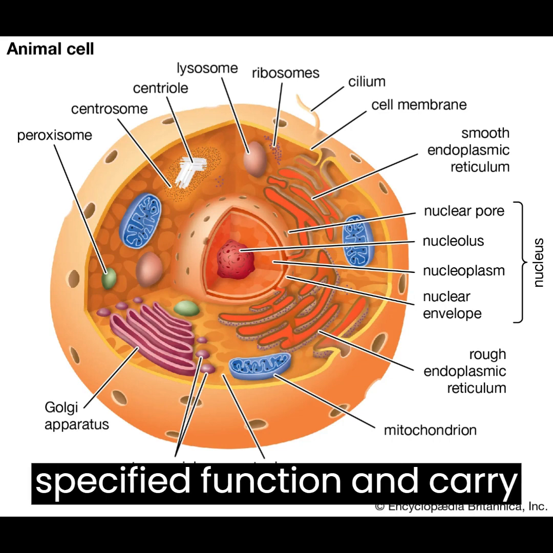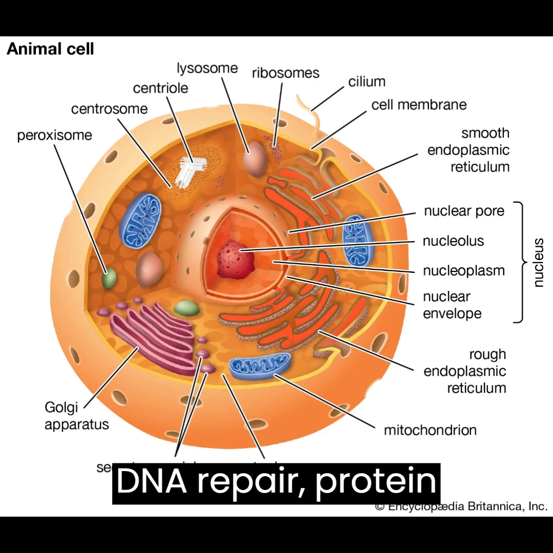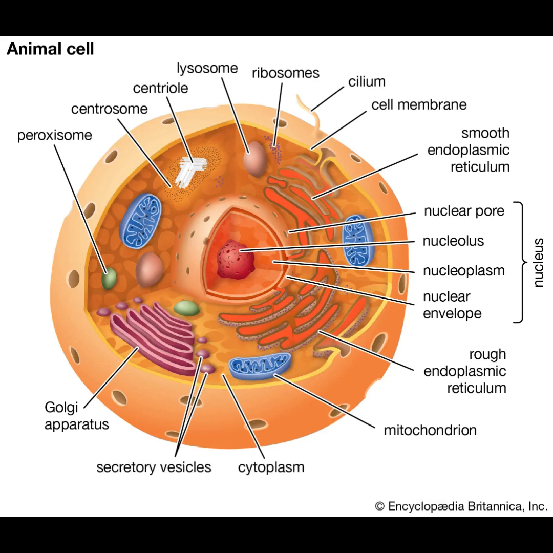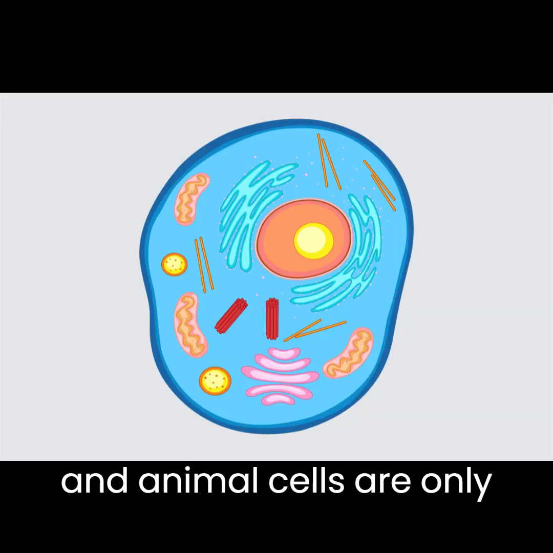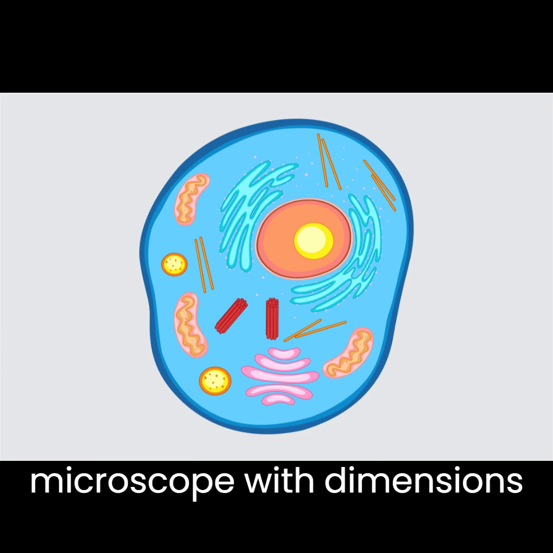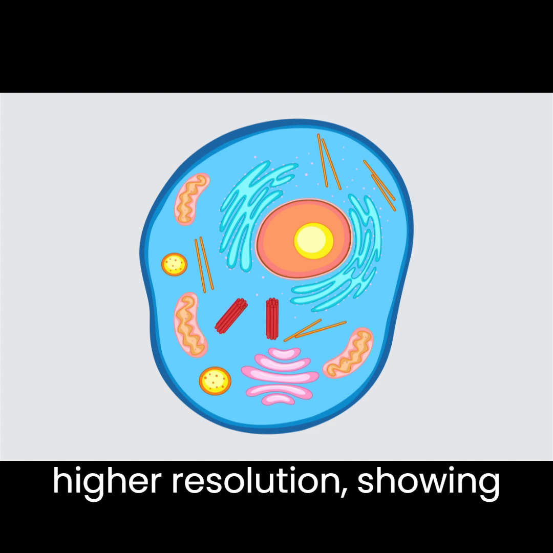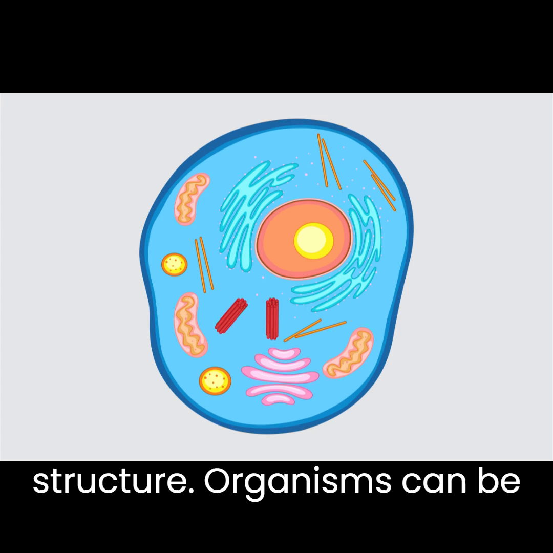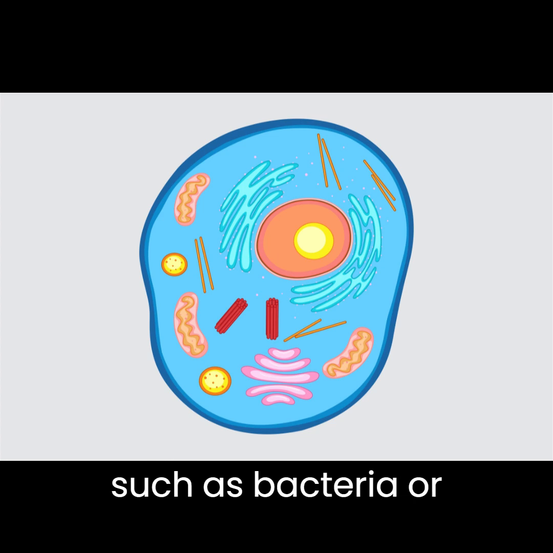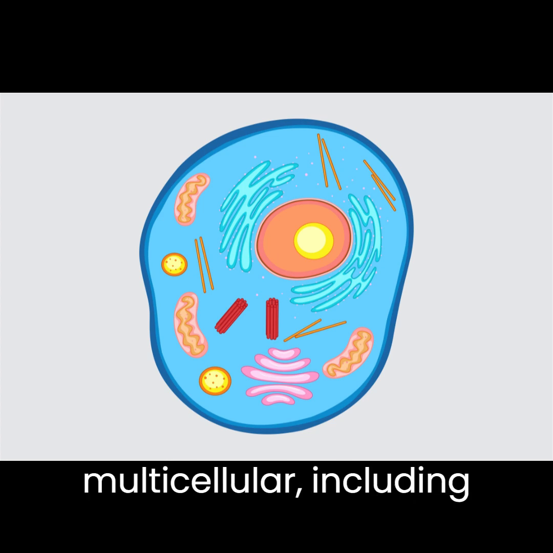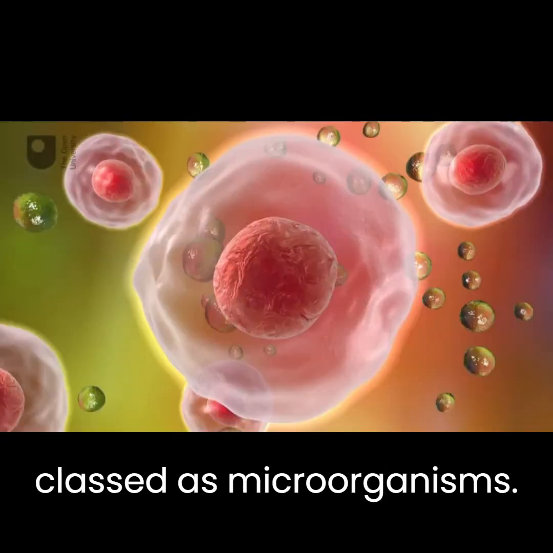Cells can acquire specified functions and carry out various tasks within the cell, such as replication, DNA repair, protein synthesis, and motility. Cells are capable of specialization and mobility within the cell. Most plant and animal cells are only visible under a light microscope, with dimensions between 1 and 100 micrometers. Electron microscopy gives a much higher resolution, showing greatly detailed cell structure. Organisms can be classified as unicellular, consisting of a single cell such as bacteria, or multicellular, including plants and animals. Most unicellular organisms are classed as microorganisms.